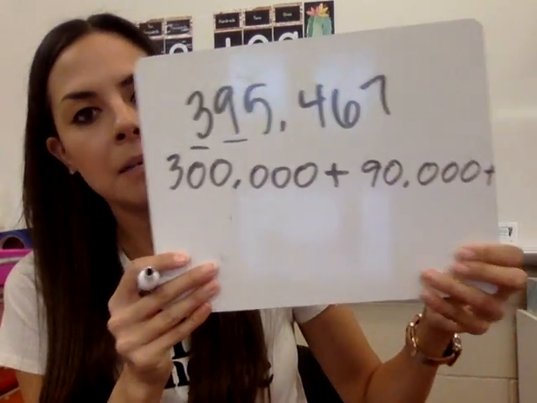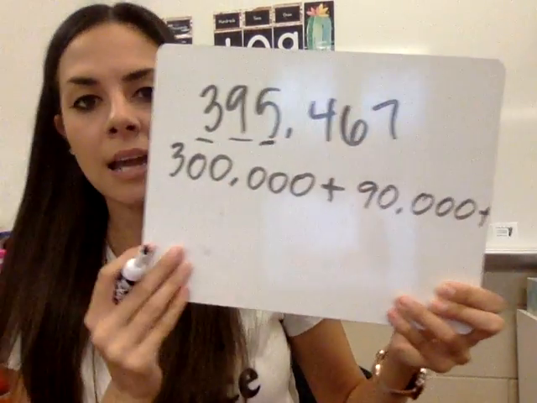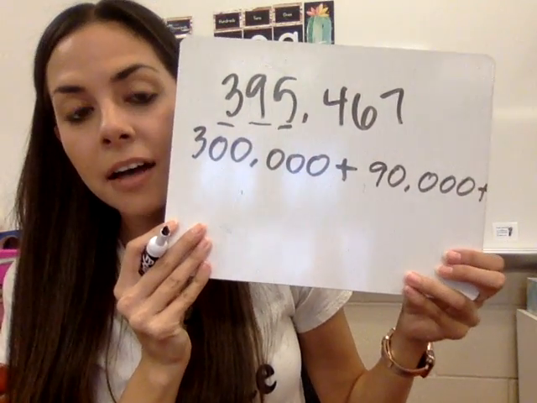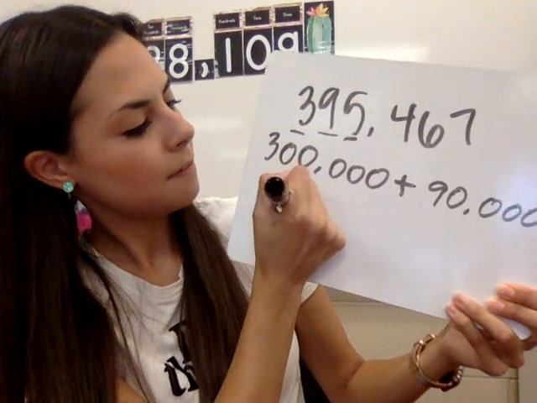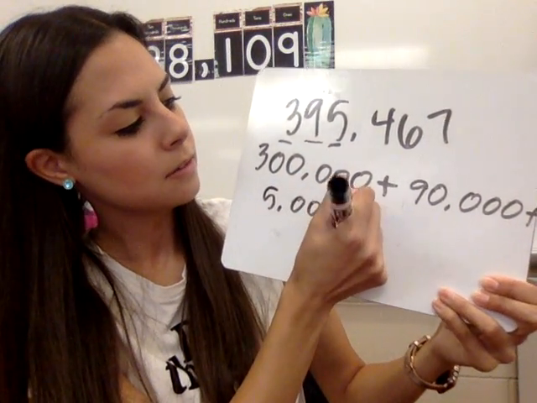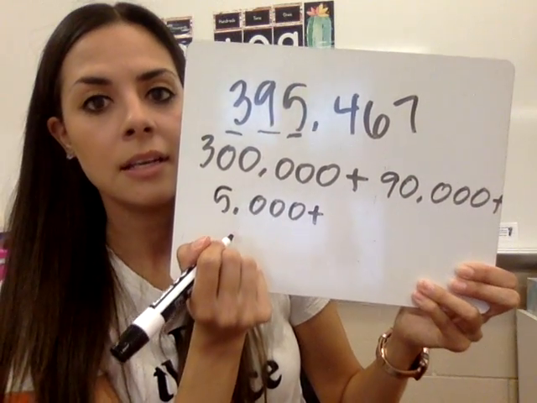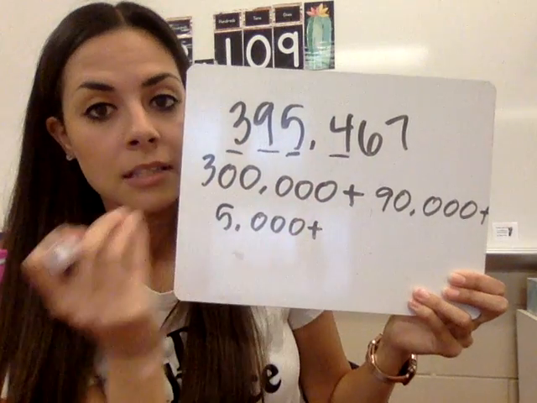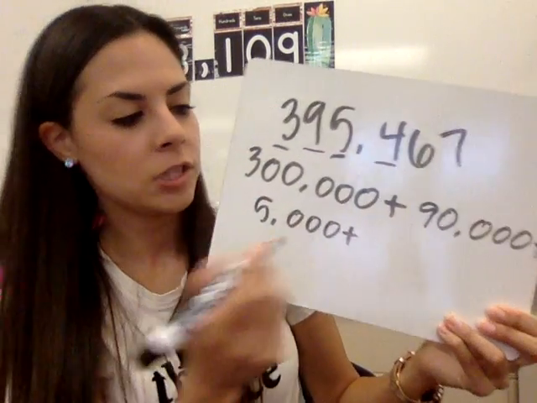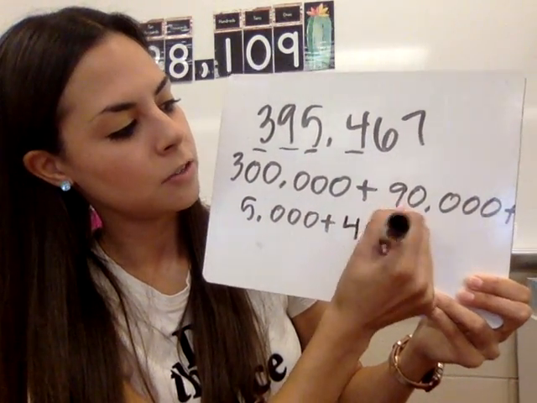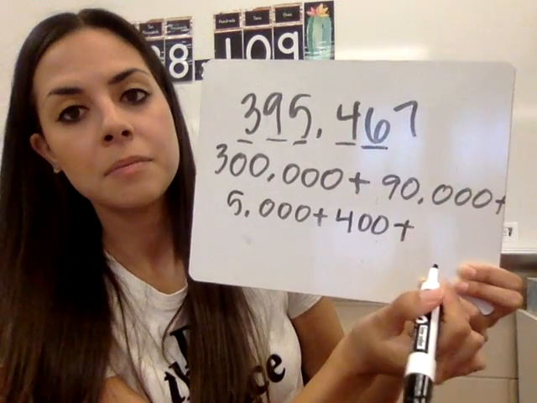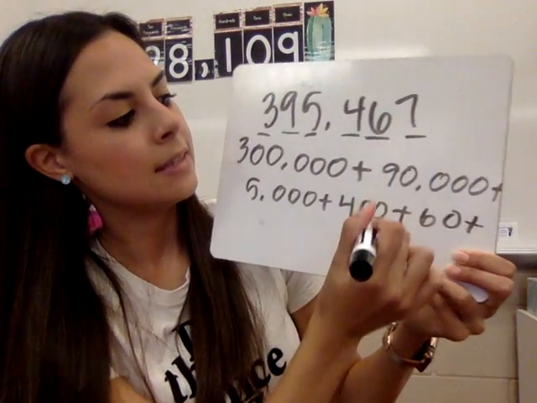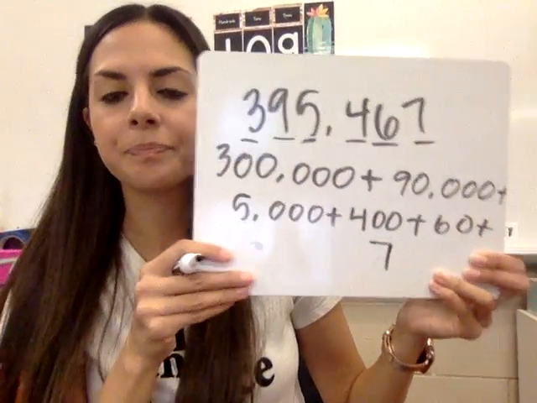Okay. Now I'm going to keep going. I have my 5, and I know that my 5 is in my thousands place, and the value of that 5 is 5,000. Okay, 5,000. Now I'm going to keep going. It should get easier as our number gets smaller. Okay, so my 4 is in my hundreds place, so I know that that value is 400. My next number is 6. My 6 is in my tens place, so it's worth 60. And then 7 is just worth 7.